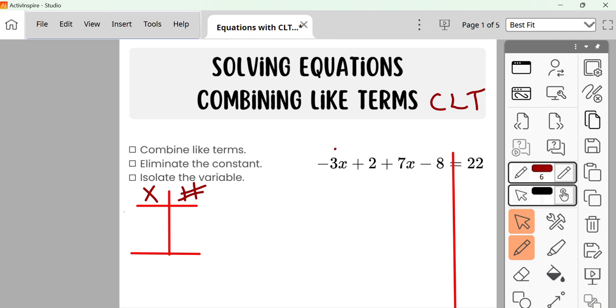So let's start with negative 3x. That goes under the X's. Then we have a positive 2. Then we have a positive 7x. And then we have a negative 8.